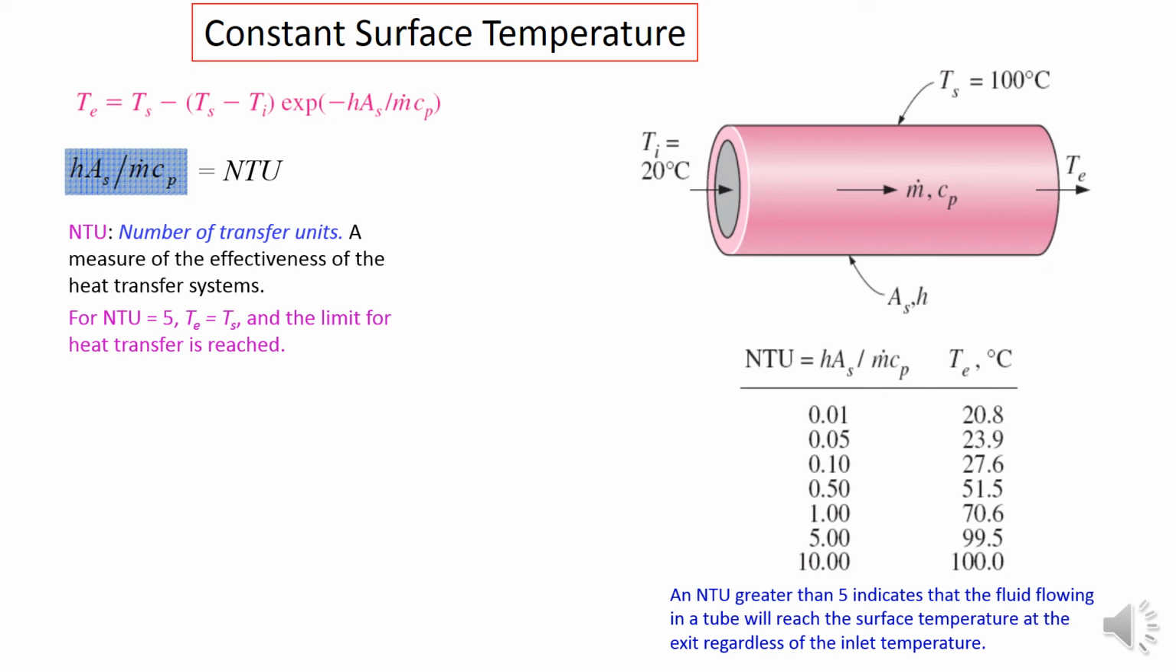And as you can see on your right hand side, there is a figure and table for NTU and also the exit temperature, which is the effectiveness of the heat transfer. And as you can see here, when the NTU is 0.01, the effectiveness is 20.8. Whereas when the NTU is equal to 5, the effectiveness is 99.5%. And if you increase the NTU value larger than that, you only get 100%, which is the maximum of it.